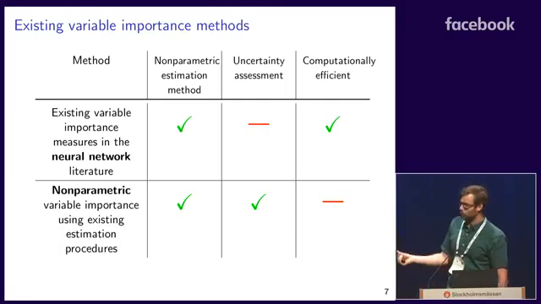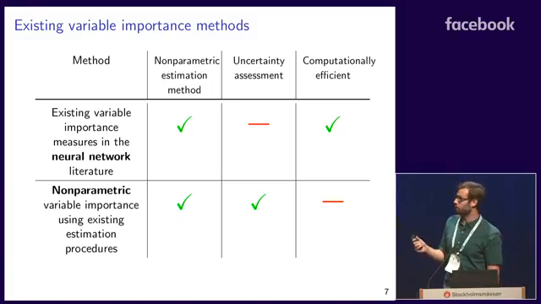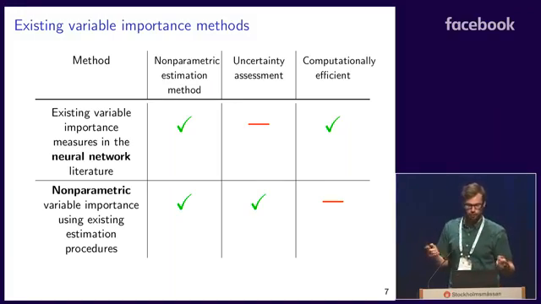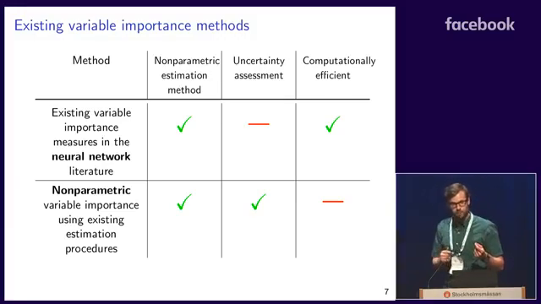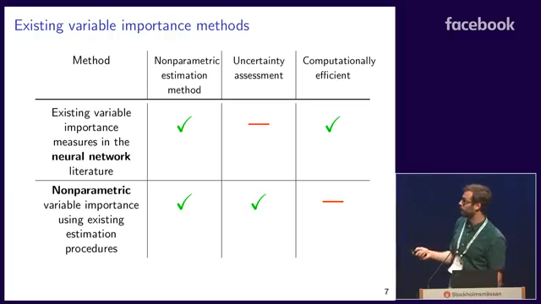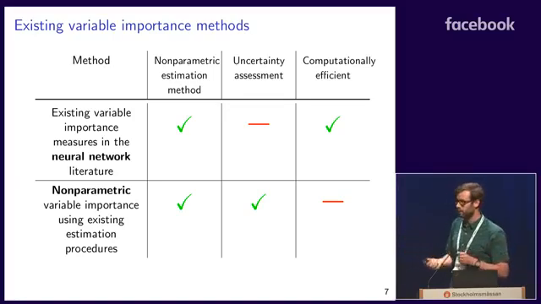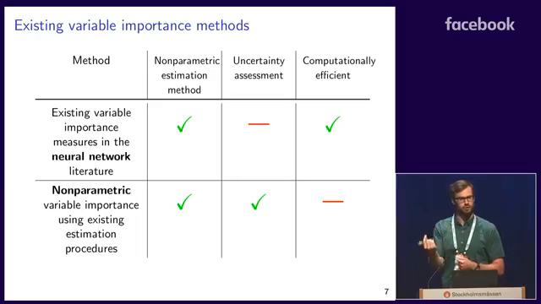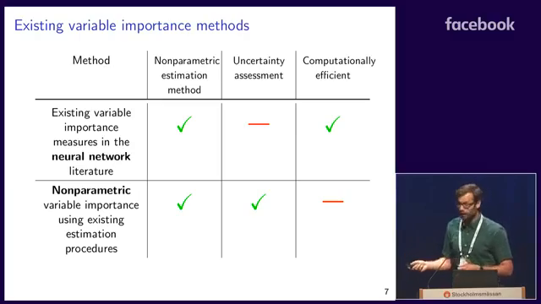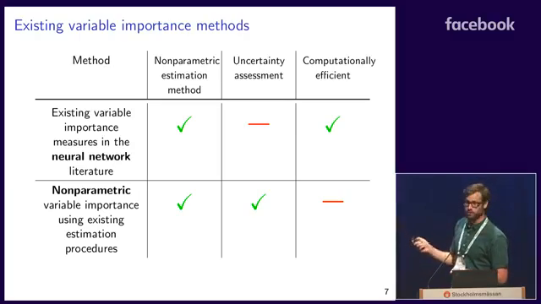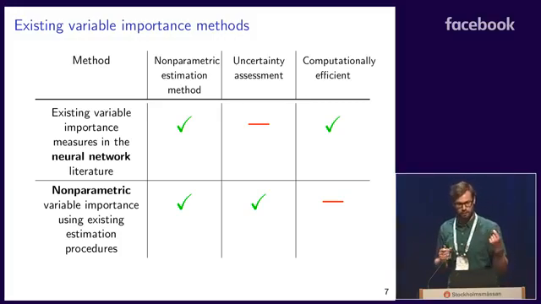Existing methods typically fail, or at least are unsatisfying, in one of two categories. For neural networks, typically the variable importance measure is defined intrinsically to the neural network itself, usually in terms of network parameters. In that respect, it makes minimal assumptions about the true data generating mechanism, but the fact that this variable importance measure is defined intrinsically to the algorithm means that uncertainty assessment is extremely difficult, if not impossible, while obtaining these measures is very computationally efficient. So it misses on one, but hits on the other.